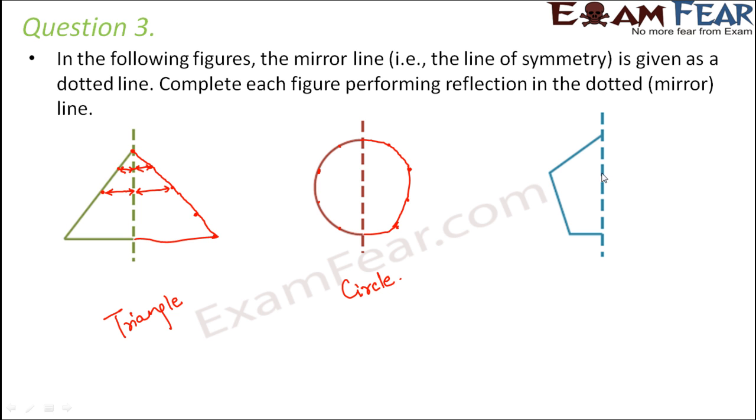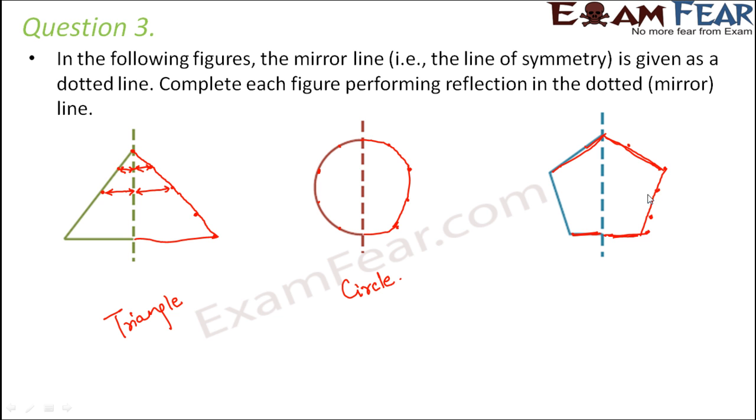Let's look at this one. So here again one half is given, the other half needs to be found out. So for this point the image will be formed here, for this point the image will be formed here, for this point the image would be here, for this one it would be here, and in this fashion you find out the points and then you join the points. Also make sure that the length of this side should be equal to the length of this side, the length of this side should be equal to the length of this side, and so on.